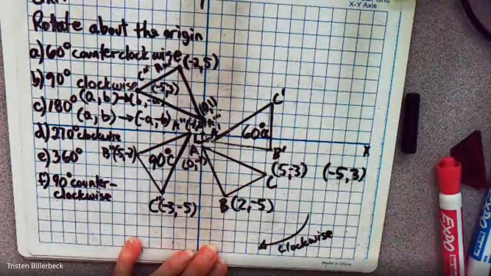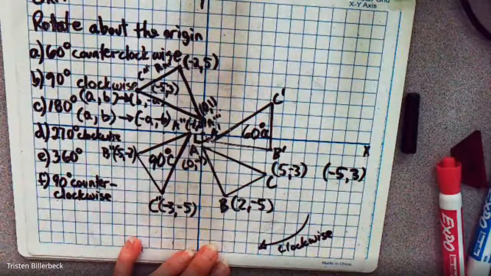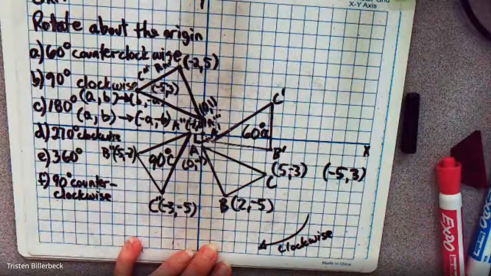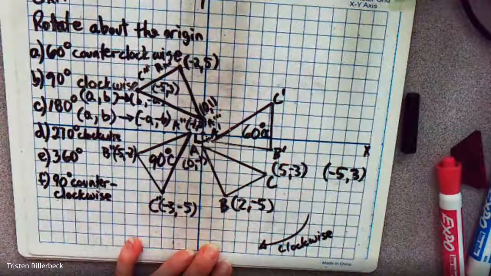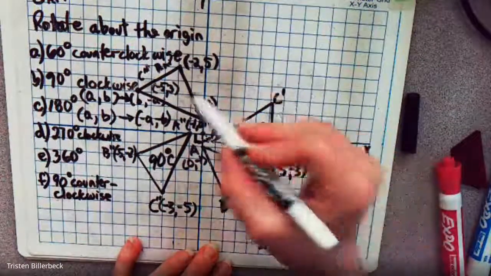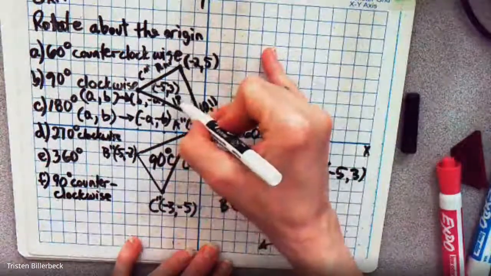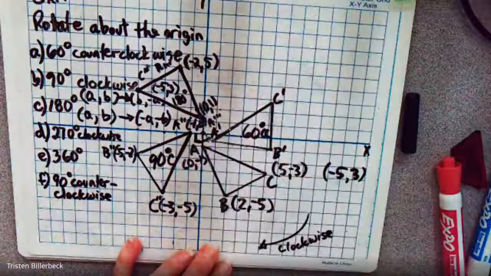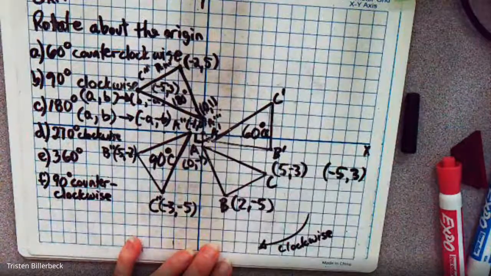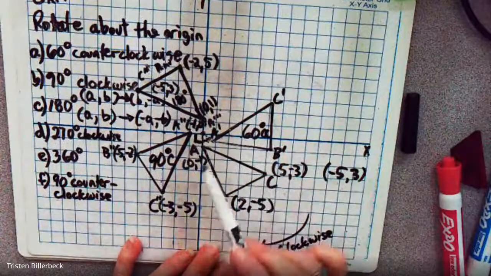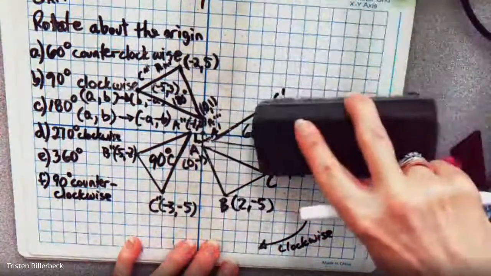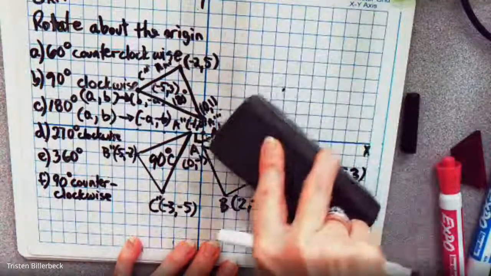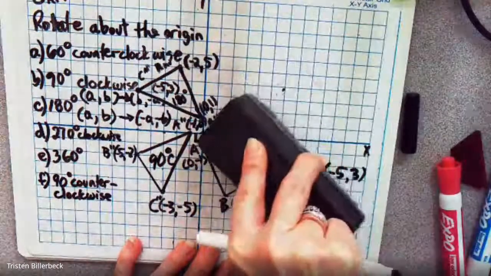Okay, so if we're doing 270, well, 270 clockwise is the same thing as 90 counterclockwise, just saying. All right, so this one's 180. So let's mark it. All right, next, 270. So 270 is 90 counterclockwise. So let's erase the 60 because we need some space.